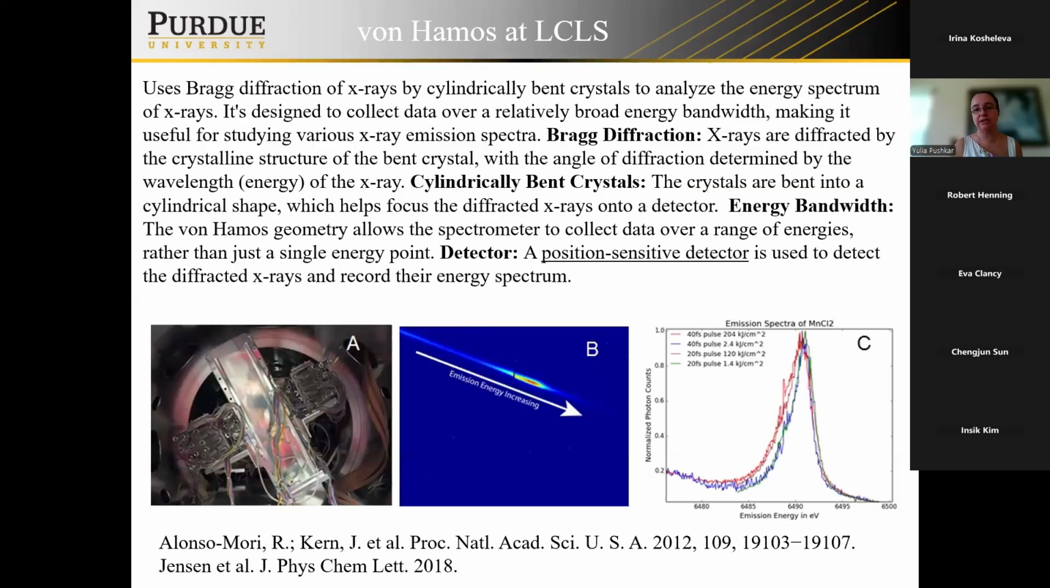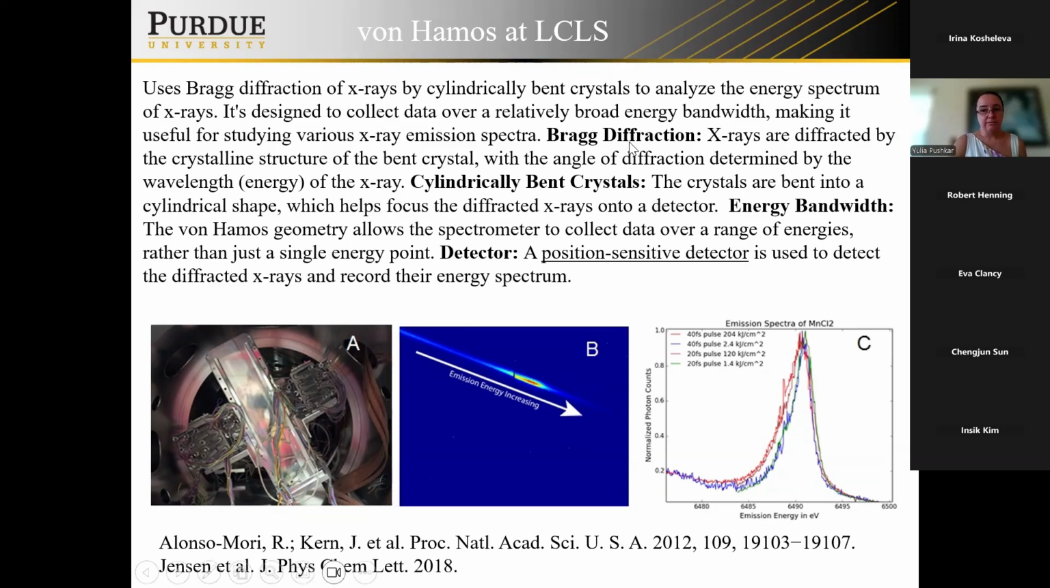So now we transitioned into the era of free electron lasers. And for free electron lasers, people realized that Johansson is not good because you don't want to move things. You want to do a dispersive detection. And people changed to the so-called von Hamos geometry, and you have a cylindrically bent crystal. So you focus in that cylindrically bent direction, and you disperse in the flat direction.